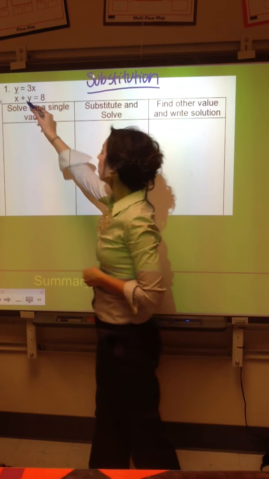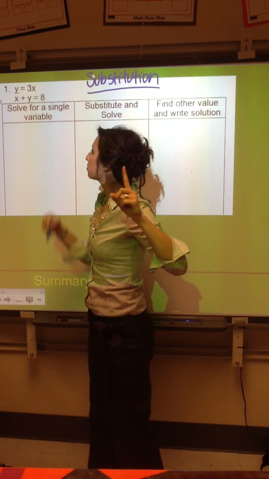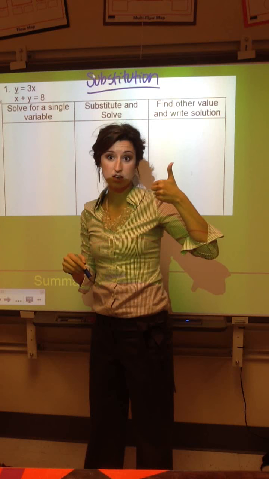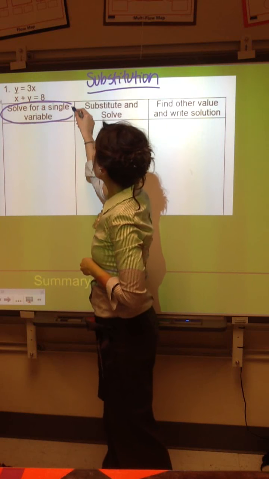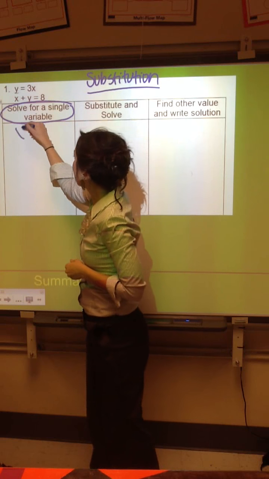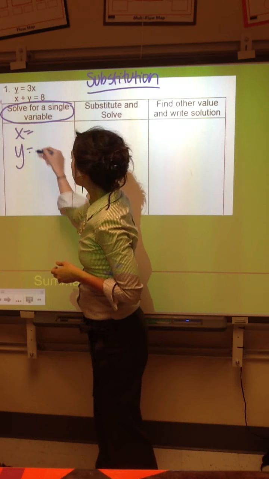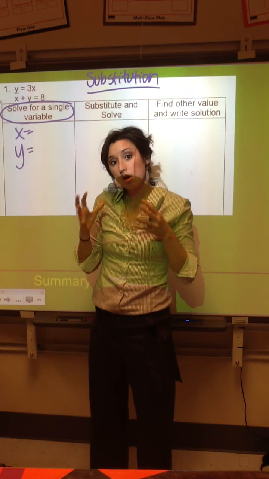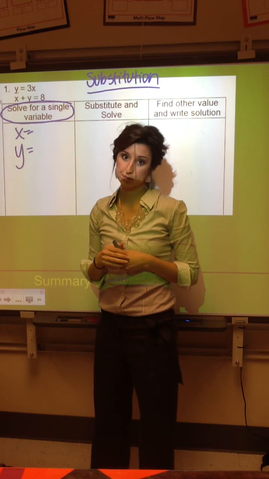So let's try. Number 1 says y equals 3x, that's one equation, and x plus y equals 8, that's two equations. Is it true that it's a system if it has two equations? Yes. Okay, here's my first step. It says solve for a single variable. That means I either need it to say x equals, or I need it to say y equals. Looking at this situation, do either of those already say x or y? Which one?